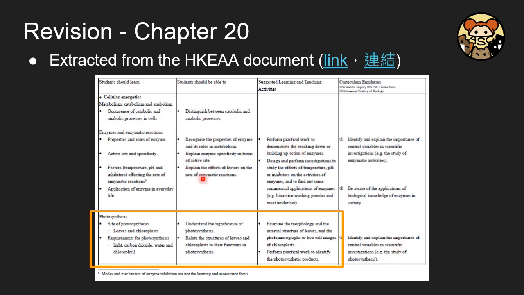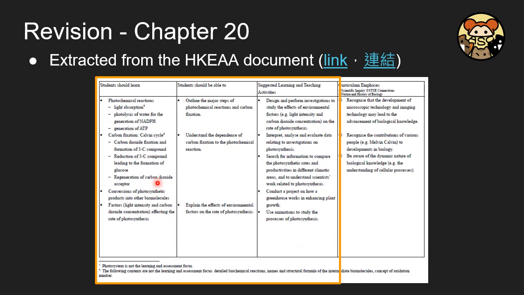So here is an extract of the HKEA document. We'd like to understand photosynthesis in terms of the site, that is the leaf, and also the requirements of photosynthesis: light, carbon dioxide, water, and also chlorophyll. And as you are senior students, we would like to break down photosynthesis into two parts, that is the photochemical reaction and also carbon fixation, which is also known as the Calvin cycle. And finally, we would like to know some factors affecting the photosynthesis rate, that is the light intensity and also carbon dioxide concentration. So here is what chapter 20 is about.